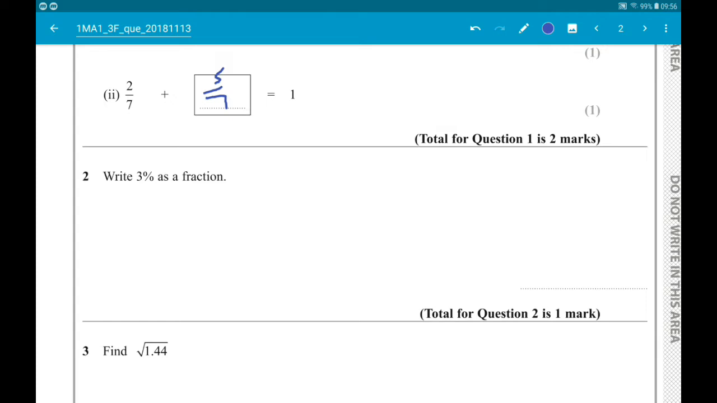Okay, number 2, write 3% as a fraction. So percent means per 100, so 3% is 3 hundredths.